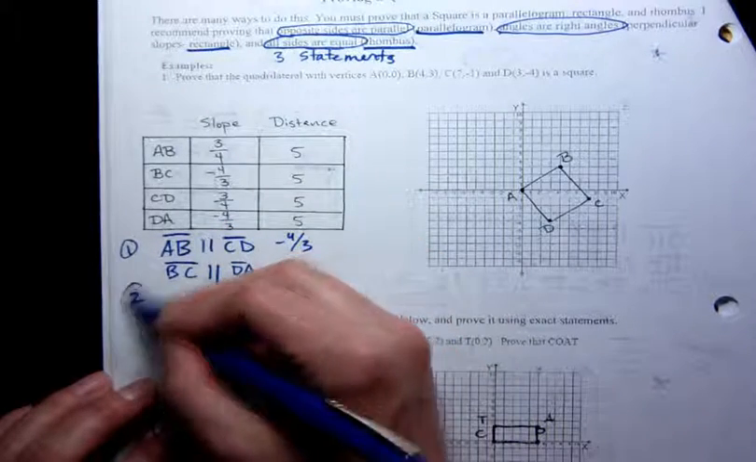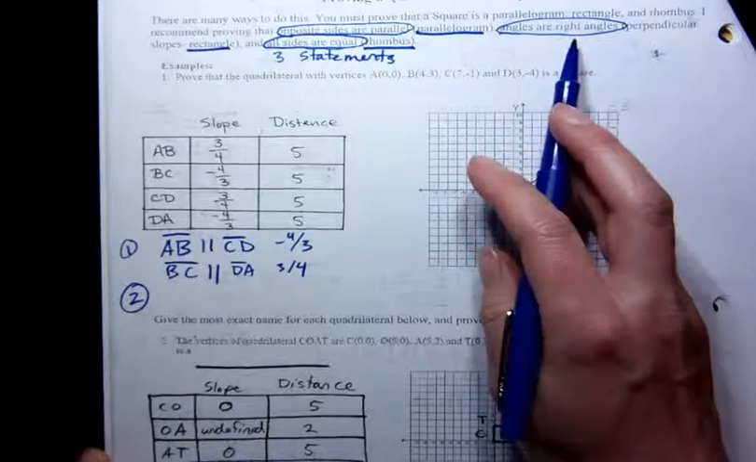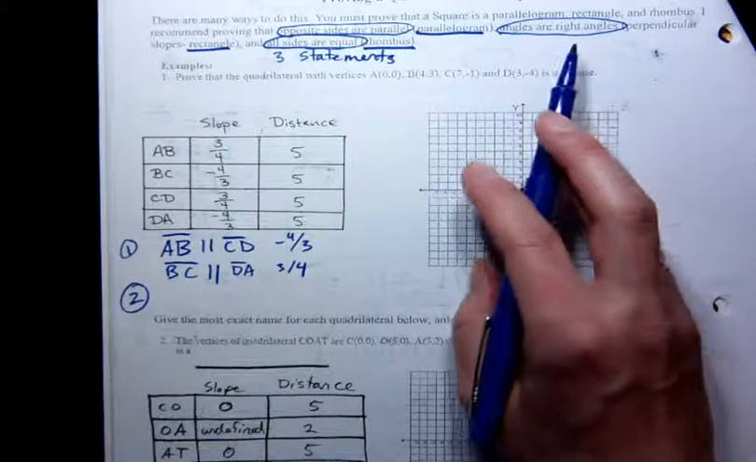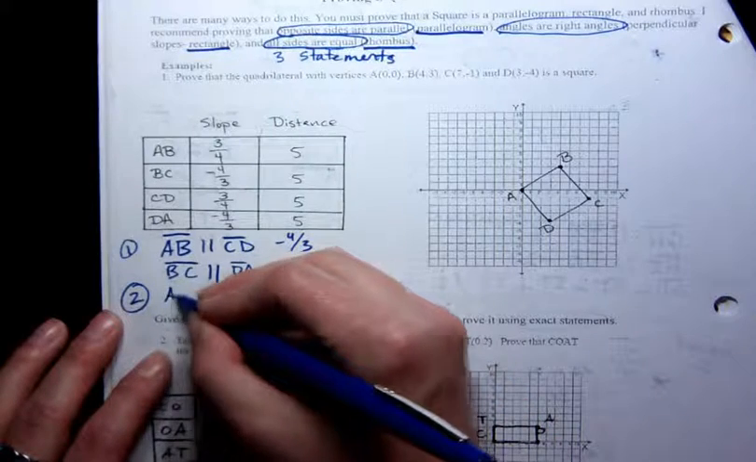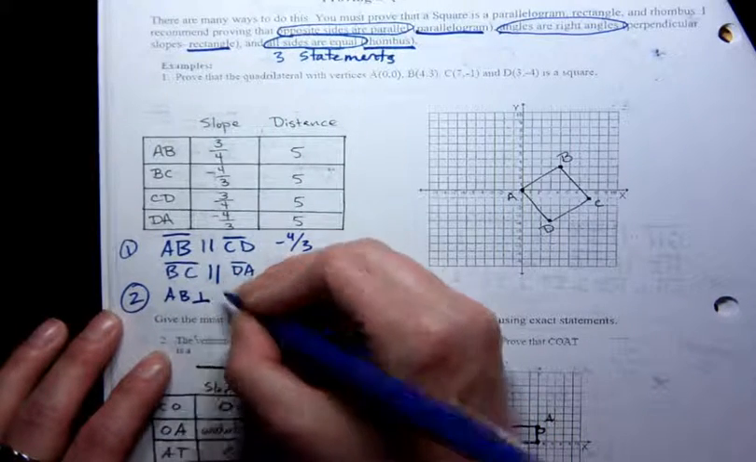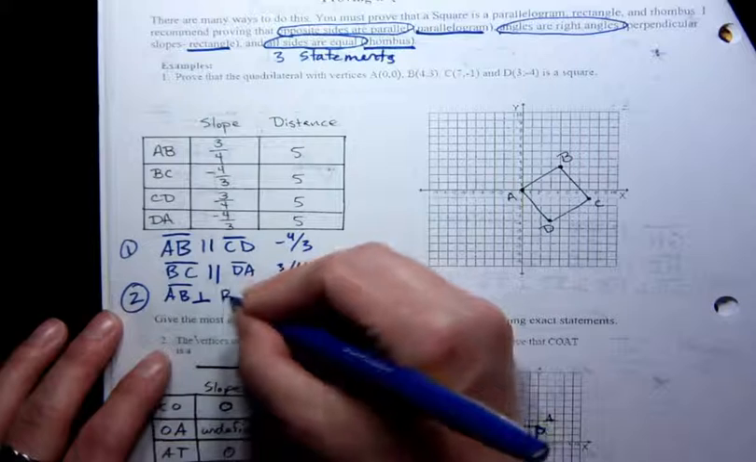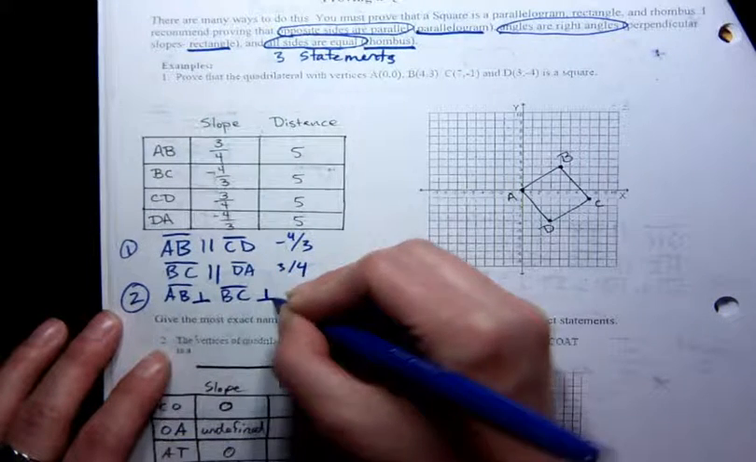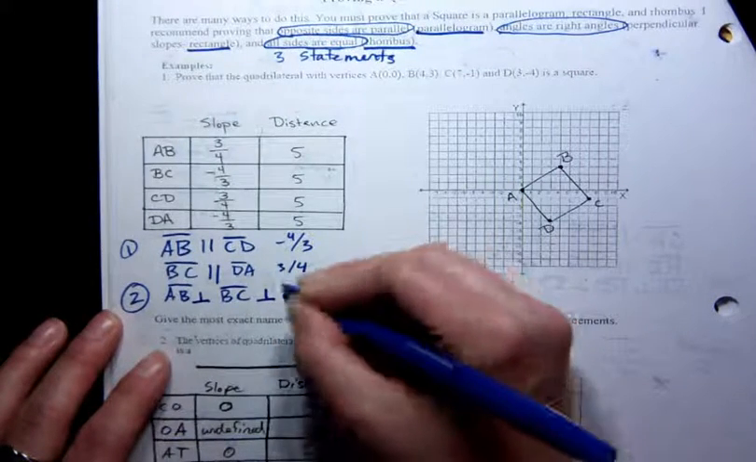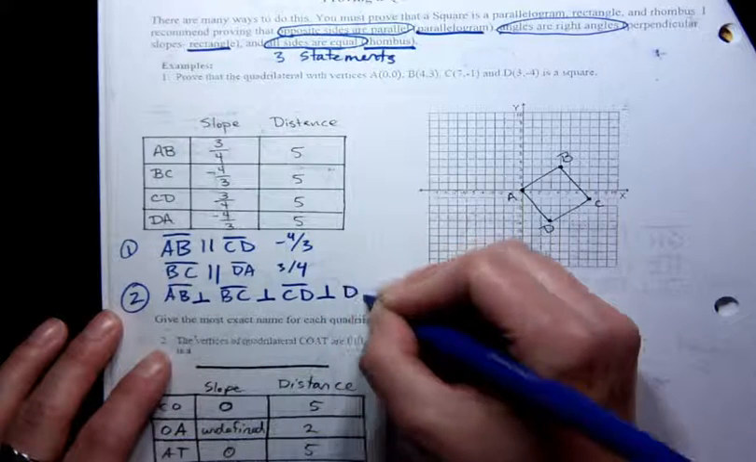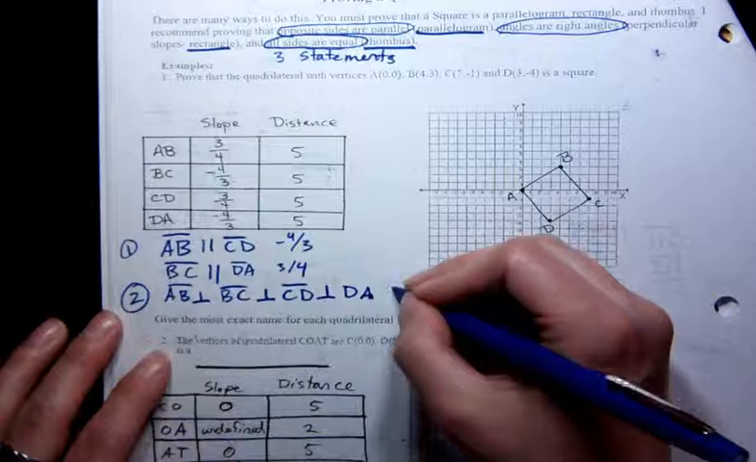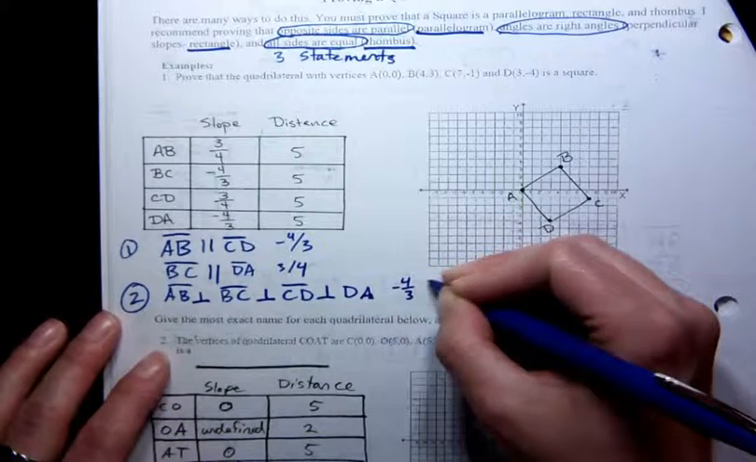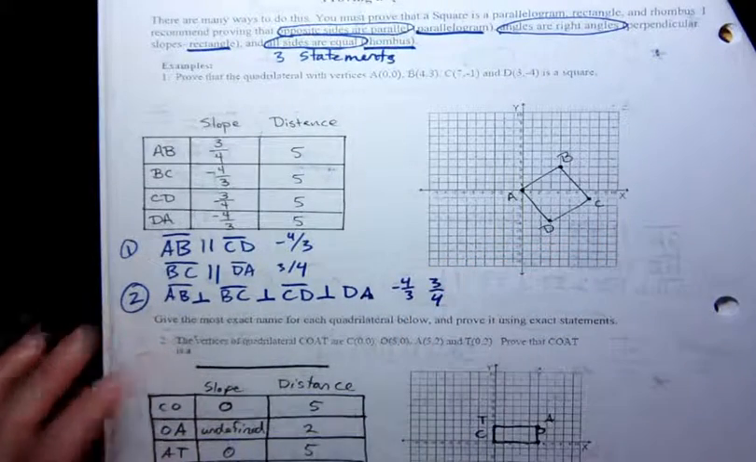Okay, statement 2 now. I'm going to say we have right angles. Which symbol do I use to show right angles? A little perpendicular, and I'm going to list out all 4 sides. So AB is perpendicular to BC, is perpendicular to CD, is perpendicular to DA. Okay, and that's the slopes of negative 4/3 and 3/4.